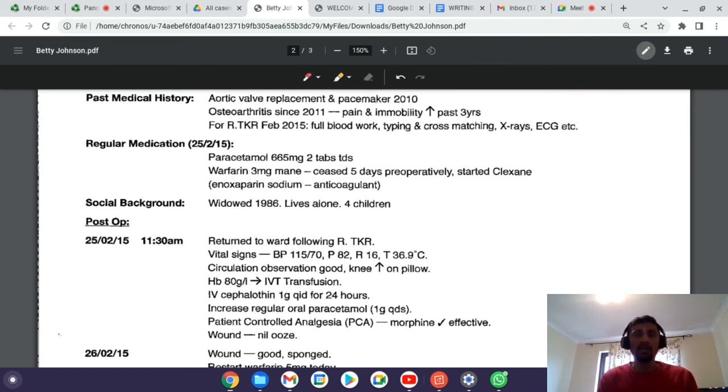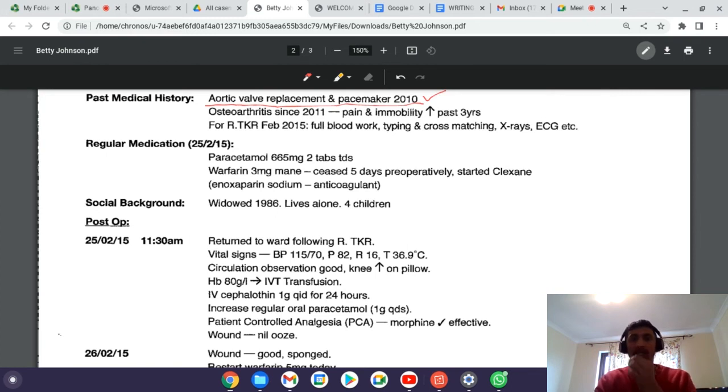So one of you can tell me: aortic valve replacement and pacemaker 2010. Is that single line? You can see that that is a case note regarding the patient. Is it important or not? Relevant, semi-relevant, or irrelevant in this case? Okay, so you're saying it is relevant. Okay, next one. Osteoarthritis since 2011.